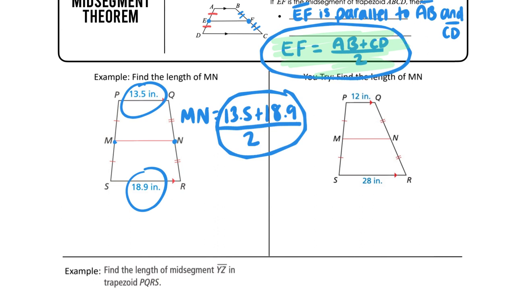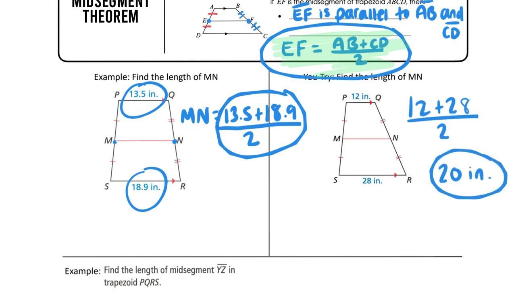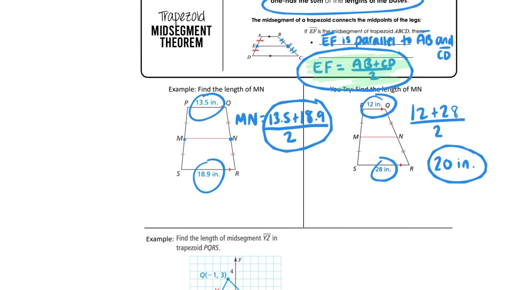Here, this one, the MN, the midsegment, is going to be 12 plus 28 divided by 2. That one I can easily do in my head. It's going to be 40 divided by 2, which is 20. Again, it should be directly in the middle of those two numbers. So 20 is 8 away from 12, and it's also 8 away from 28.